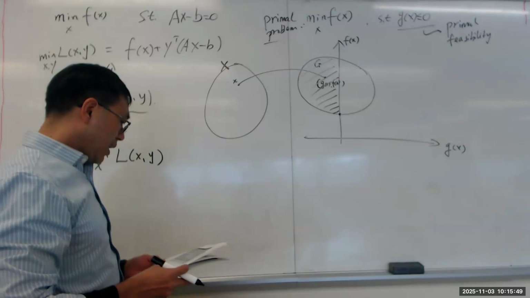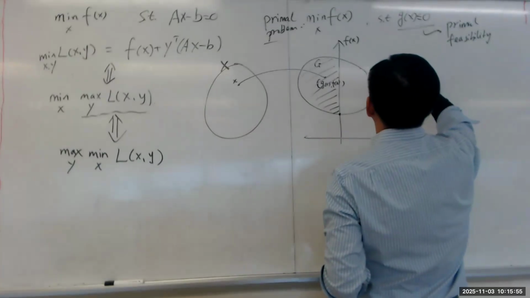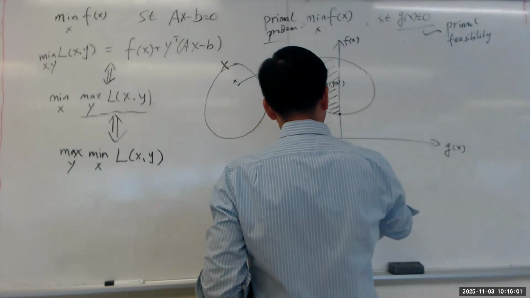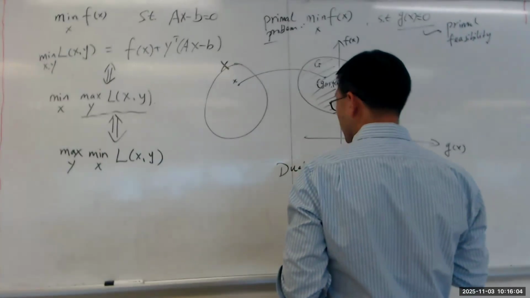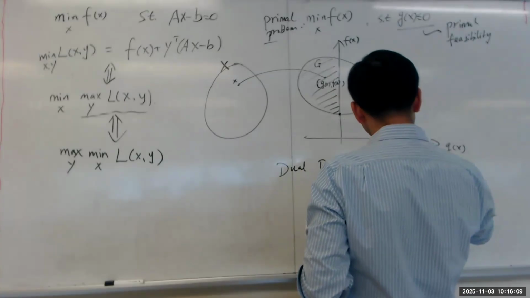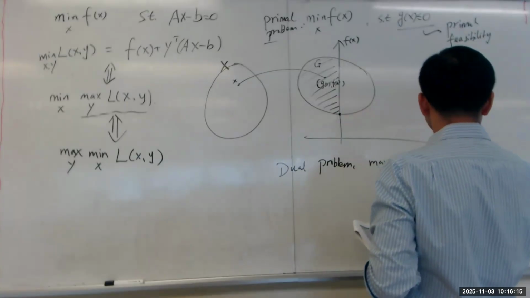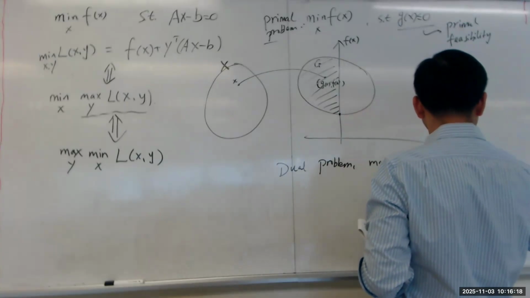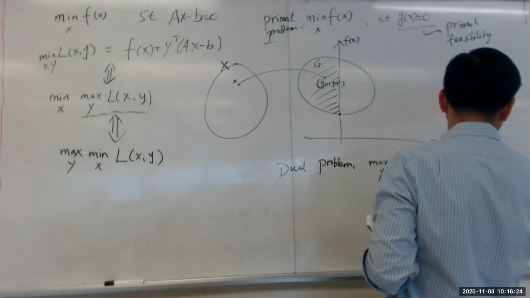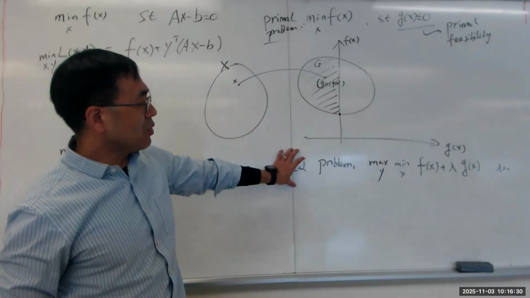Now, let's look at the dual problem. What is the dual problem? We want to maximize over y and minimize over x of L(x,y). L(x,y) would basically be f(x) plus lambda g(x), and lambda in this case is bigger than 0, because we have this constraint. So this is our dual problem.